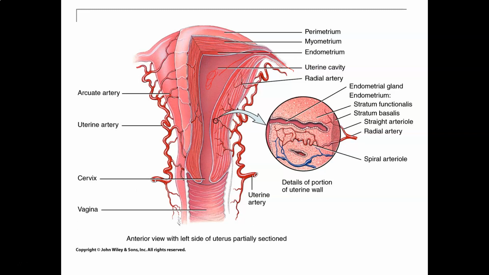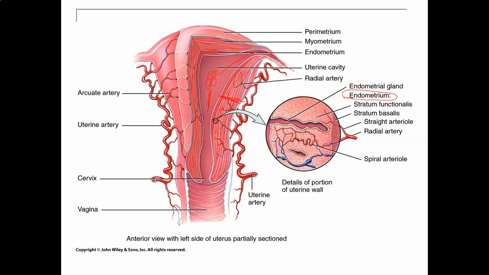This would be the lumen in here of the uterus. And here we see the wall of the uterus. It's quite thick. It's got different layers. And the innermost layer lining the lumen is called the endometrium. The endometrium. So that's the layer that faces the lumen.